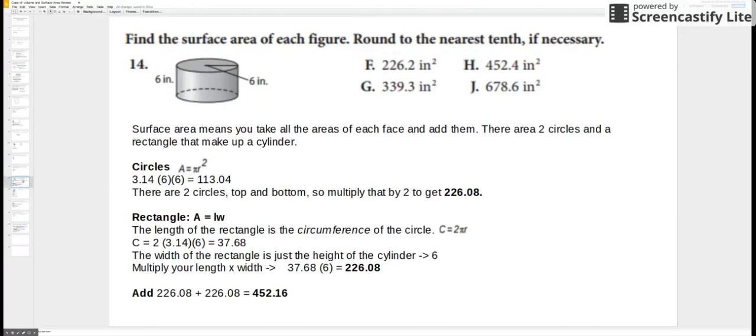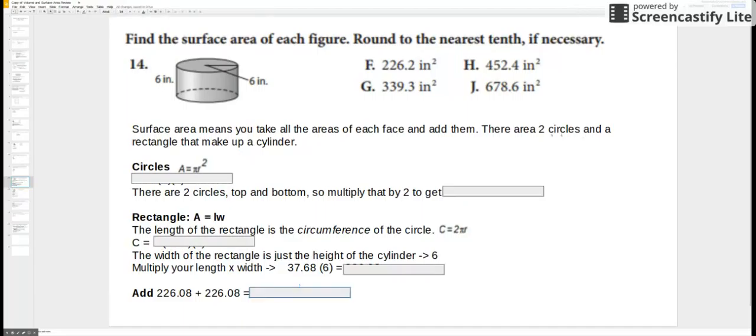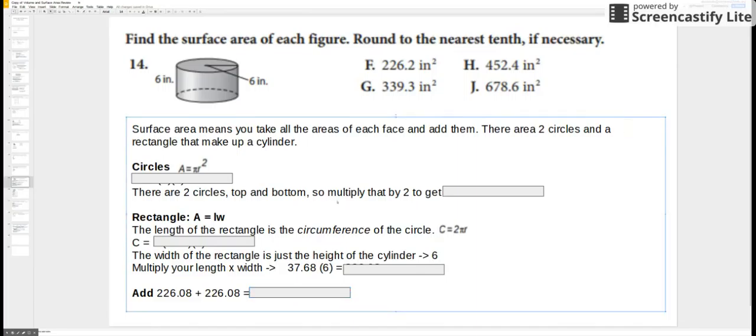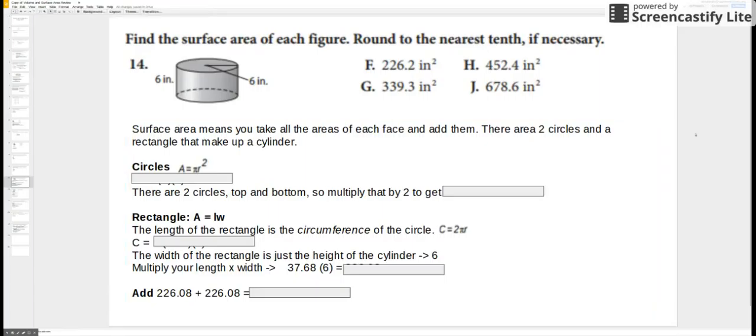Number 14, find the surface area of each figure, round to the nearest tenth if necessary. Sorry, I just wanted to add, if you notice, I added these strips here. It's just to make it a little bit less confusing. So here we're finding the surface area of the cylinder and rounding to the nearest tenth if necessary. Surface area means that you take all the areas of each face and add them up.